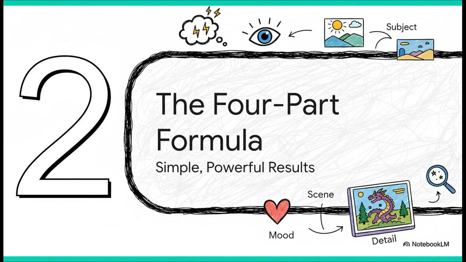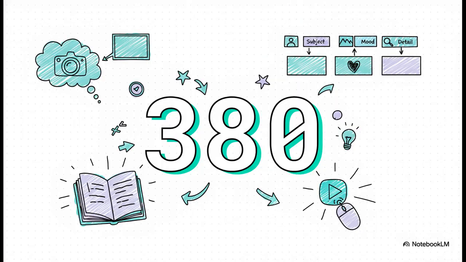All right, let's get to the solution. And it's actually a pretty elegant one. A simple but incredibly powerful 4-part formula for writing prompts that will finally deliver exactly what you're picturing in your mind. First, just a quick reality check. You have a 380-character limit. But look, don't think of this as a limitation. Think of it more as a challenge to be super, super precise. The whole goal is to make every single character count, to pack it with rich, descriptive detail.